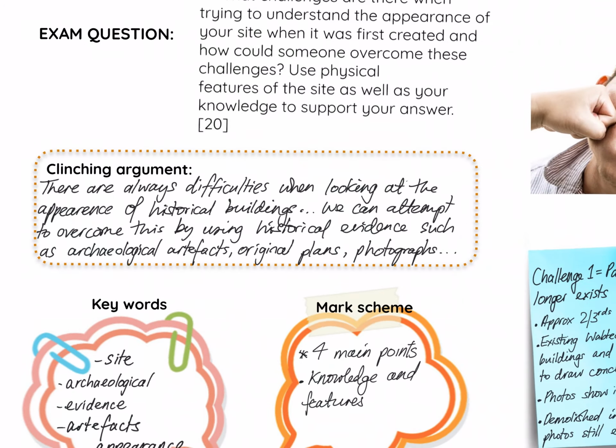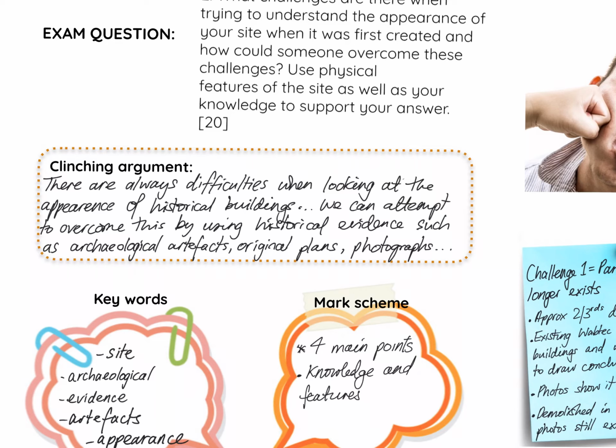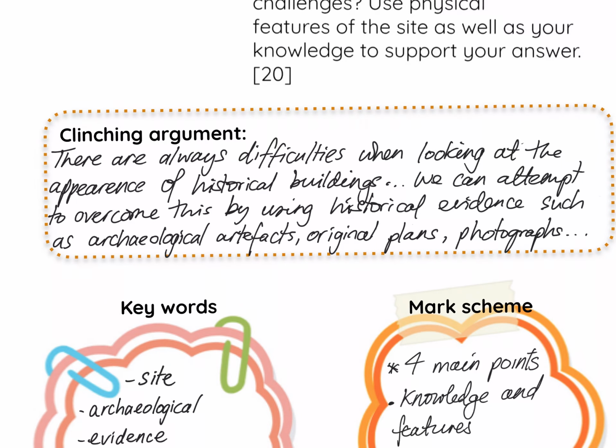Okay, so the clinching argument is very similar to how I would start this, to smack the examiner in the face. Essentially, I think what this question is about is making sure you understand the challenges around historical inquiries. So my clinching argument here revolves around how there are always difficulties when looking at the appearance of historical buildings from the past. We can attempt to overcome this by using historical evidence such as archaeological artifacts, original plans, photographs, etc.